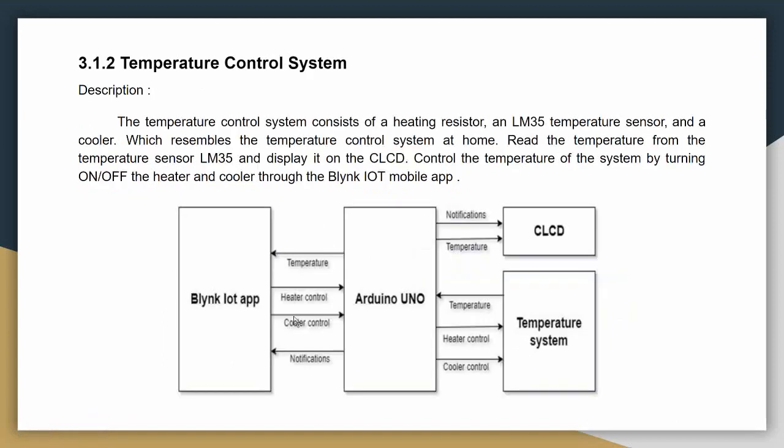So this is about garden lights, and then coming to the temperature control system. The description goes like this. The temperature control system consists of a heating resistor. It is also called an LM35 temperature sensor, and a cooler, which resembles the temperature control system at home.